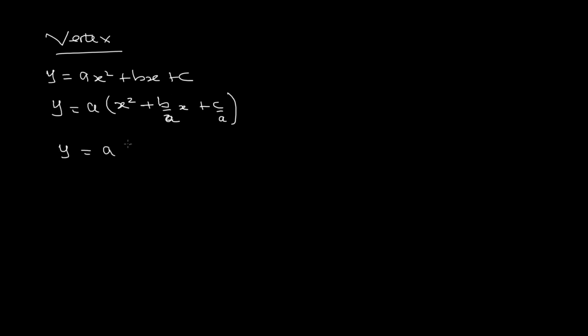Y is equal to a. If we complete the square of this, we're going to end up with x plus b over 2a, that we're going to square. At the same time, we're going to take away the square of this, which is b squared over 4a squared. Then plus c over a, right? Now, we need to remember that we are trying to have it in this format.